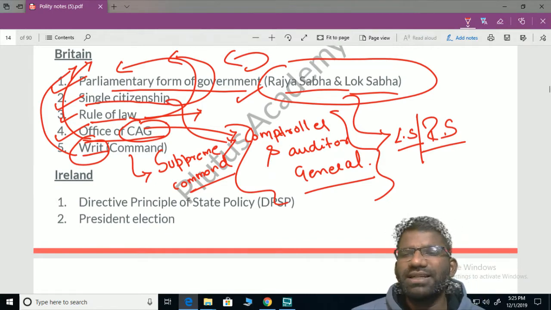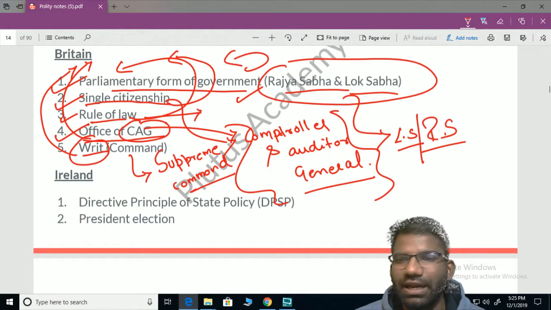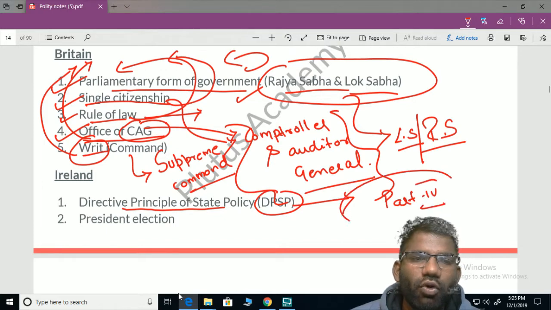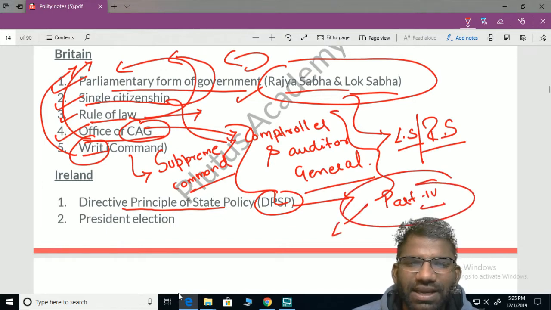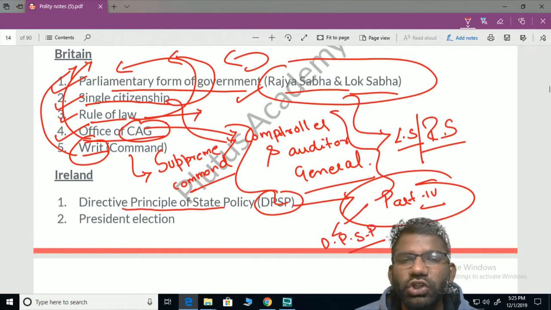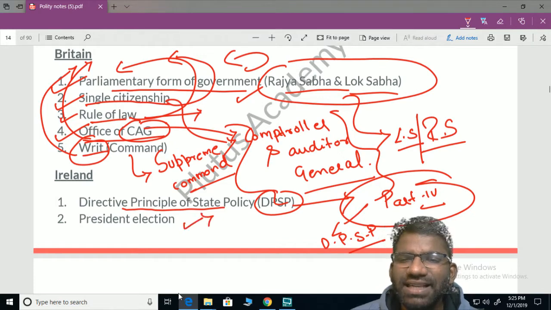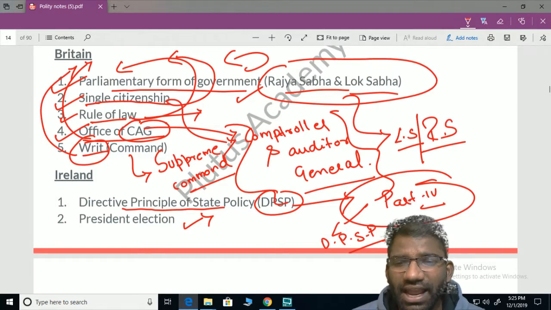Now, what has been taken from the Constitution of Ireland? Directive principles of state policy. We can also call this DPSP. DPSP lies in Part 4 of the Indian Constitution. This has been taken from the Constitution of Ireland. And the concept of president's election, that is how the president of India will be elected. The election process was also taken from the Constitution of Ireland.